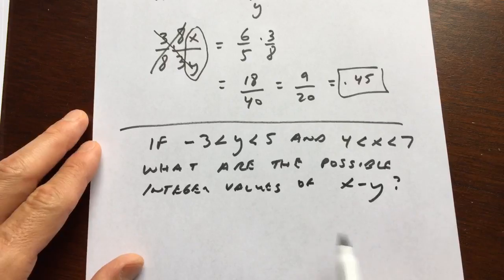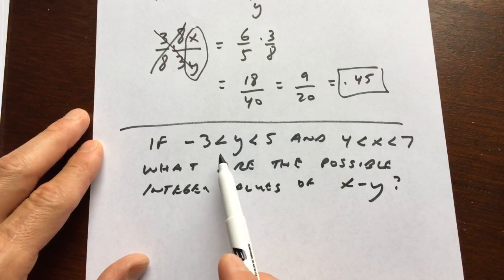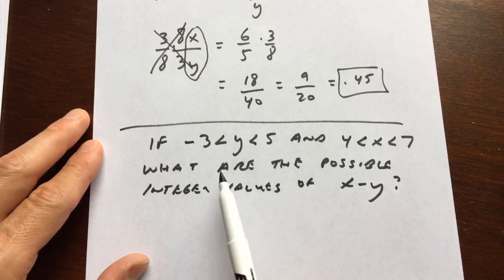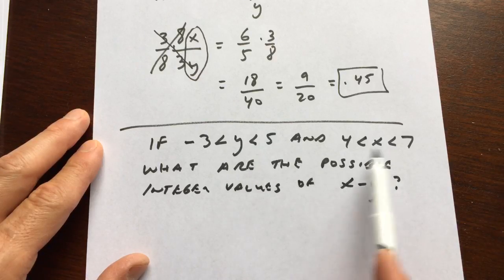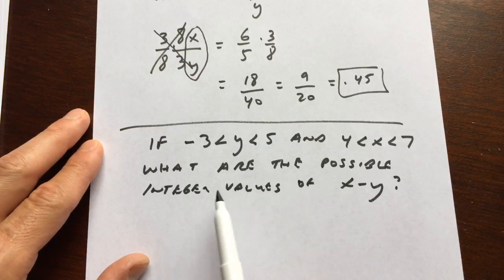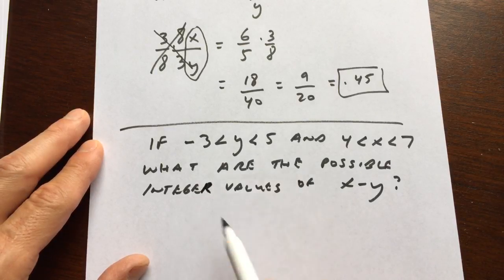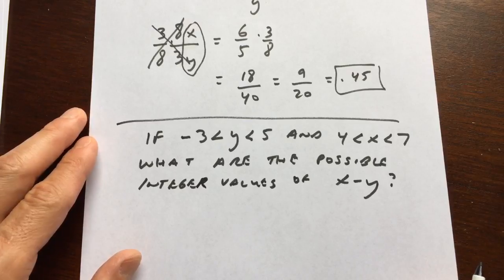So what do you think? So they're giving us 2 compound inequalities. If y is between -3 and 5, x is between 4 and 7, okay, not including -3 and 5, not including 4 and 7, right? What are the possible integer values of x minus y?